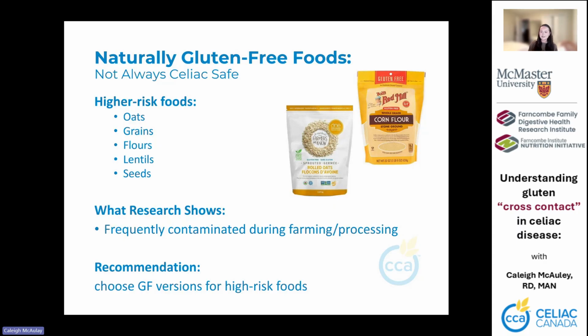So because of all of this, and what the research has shown, we always recommend high-risk foods be purchased with a gluten-free claim so that the risk of contamination is much lower. I won't go into detail, but if you're unsure which foods are considered higher risk, Celiac Canada outlines them in our labeling guide, available at celiac.ca. But always choose gluten-free versions for high-risk foods.